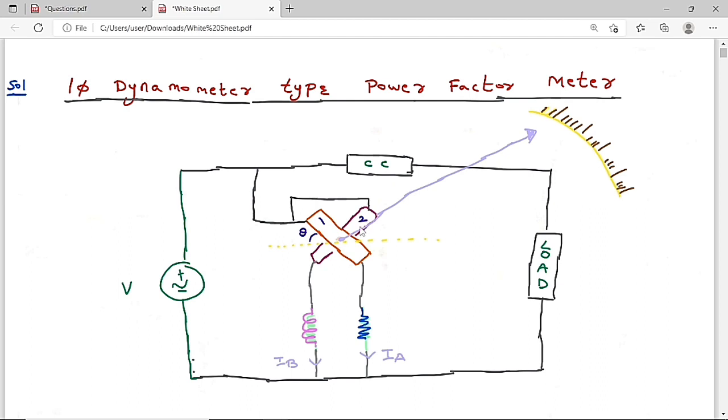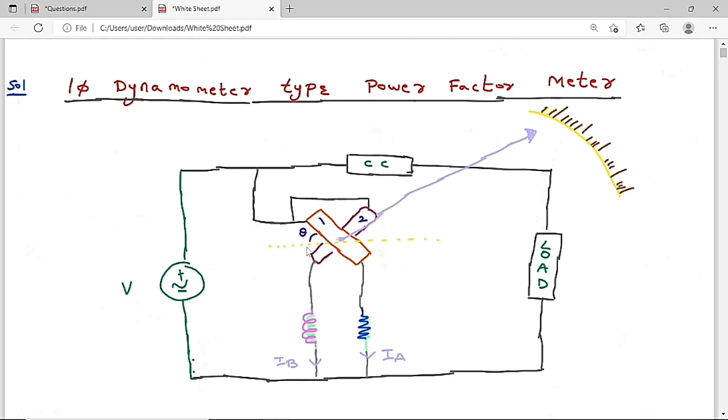Now you can see clearly this pressure coil 1 is connected in series with a resistance, whereas pressure coil 2 is connected in series with an inductor. We can say an inductor or choke coil, whereas here it is a resistor. So pressure coil 1 is connected in series with a non-inductive resistance, meaning purely resistive, whereas pressure coil 2 is connected in series with an inductor choke coil, meaning purely inductive.